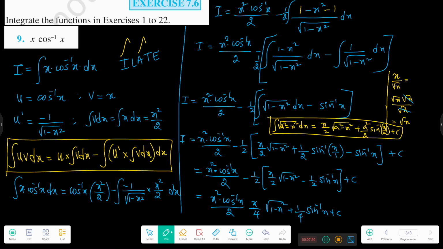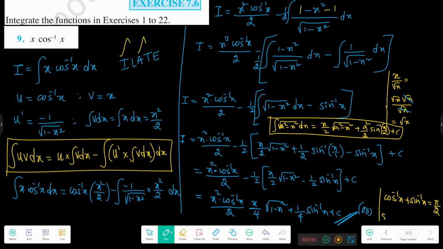But children, the question they gave cos inverse, right? Here we got a sin inverse. If you want, you can bring it into the form of cos inverse also. So this is one final answer. Or there is the formula we know very well. What formula? cos inverse x plus sin inverse x is equal to pi by 2. This formula you can use.